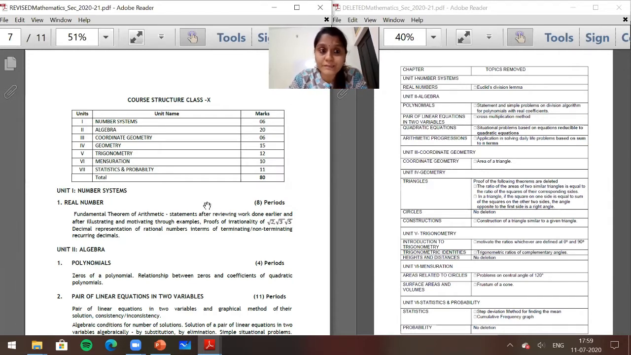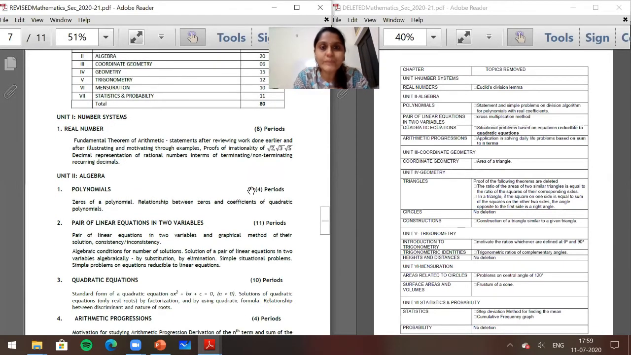Number systems 6 marks, algebra 20 marks. Algebra has 3 to 4 chapters in it. Coordinate geometry, again 1 chapter, itself 6 marks. Geometry consists of triangles, circles and constructions, entirely 15 marks. Trigonometry, heights and distances and the trigonometry identities part, again 12 marks. Mensuration, areas related to circles, and surface area and volume 10 marks, and statistics and probability 11 marks. So chapter weightage is the same, right?